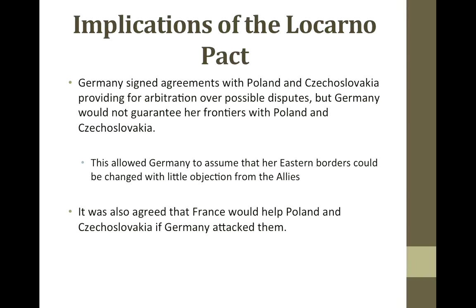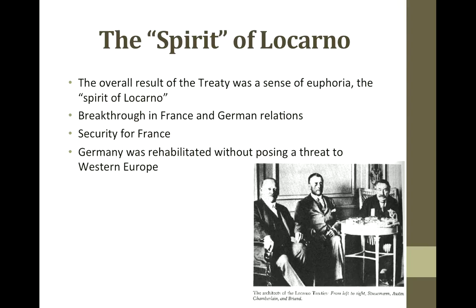Britain did not put any guarantee on any of the eastern borders, and it was just solely on the west. Now, this allowed Germany to assume that her eastern borders could be changed with little objection from the Allies. Key point there. All right. And there was this agreement that France would help Poland and Czechoslovakia if Germany attacked them. But like I said, there was no guarantee on this. So this sort of gave Germany its free hand in the east, all right? And there was nothing to sort of set those eastern boundaries that were created as a result of the Treaty of Versailles.